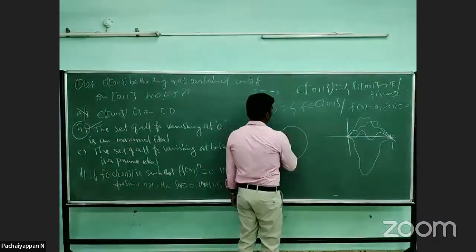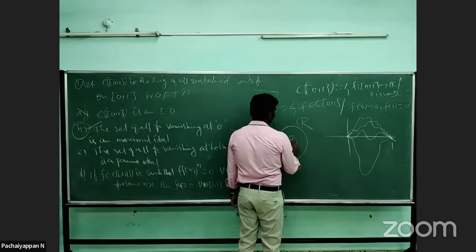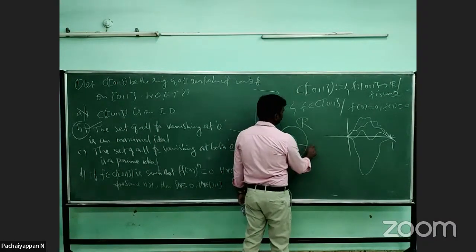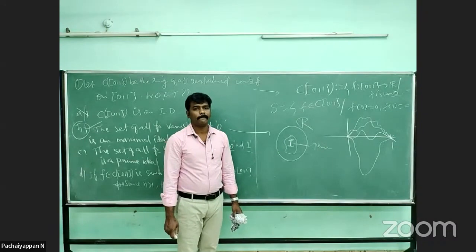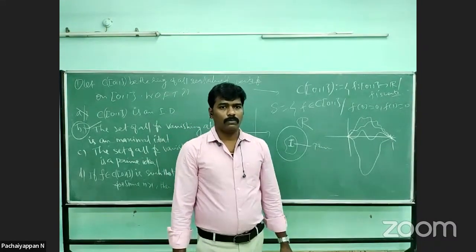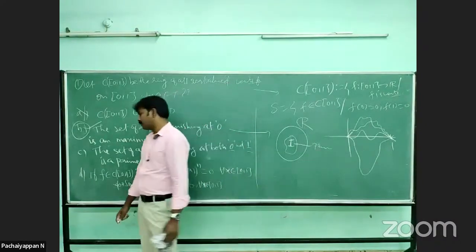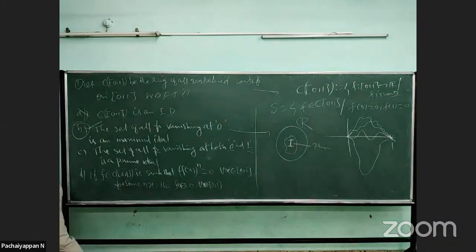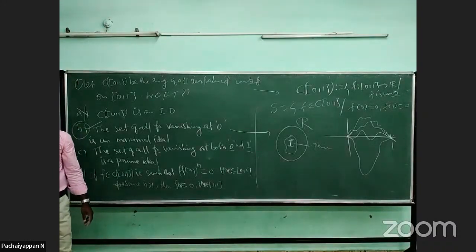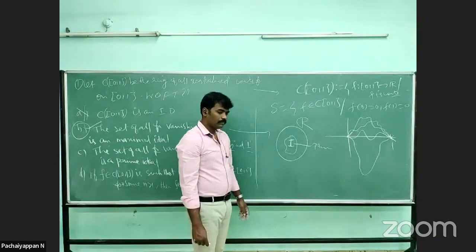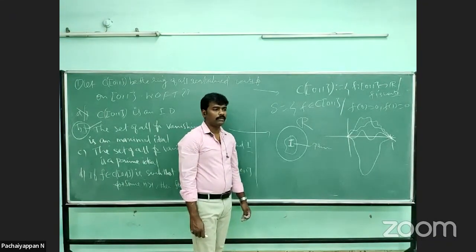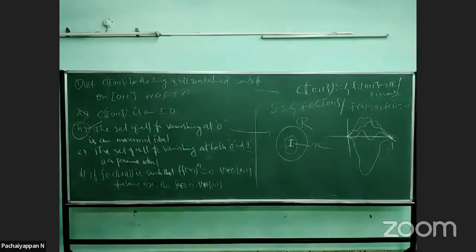Now what is the definition of prime ideal? This is your ring R. This is your ideal. When is this ideal said to be a prime ideal? Anybody? Maximal element, okay. Is there any other thing? What is the definition of prime ideal? When is the ideal said to be prime? If P divides AB, then P divides A or P divides B. Is it correct?